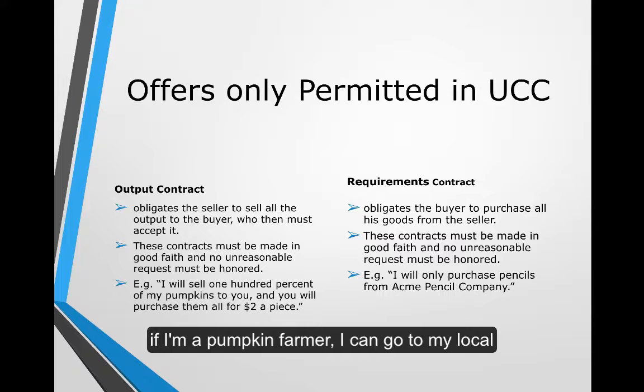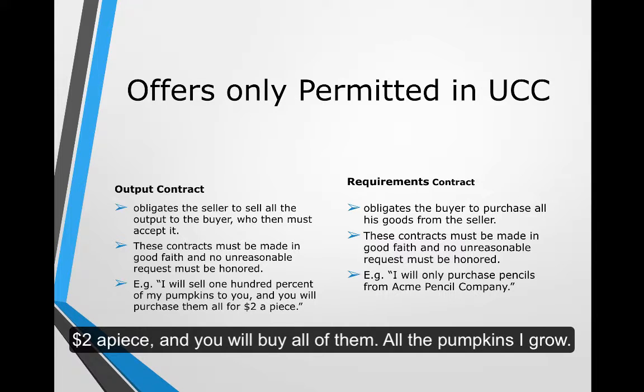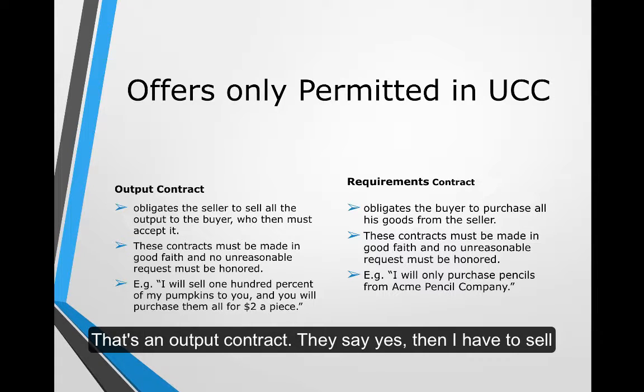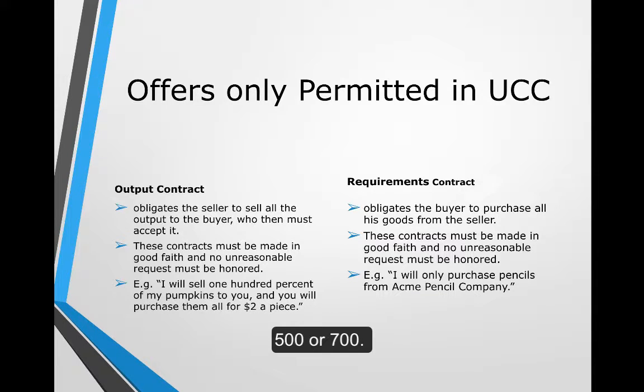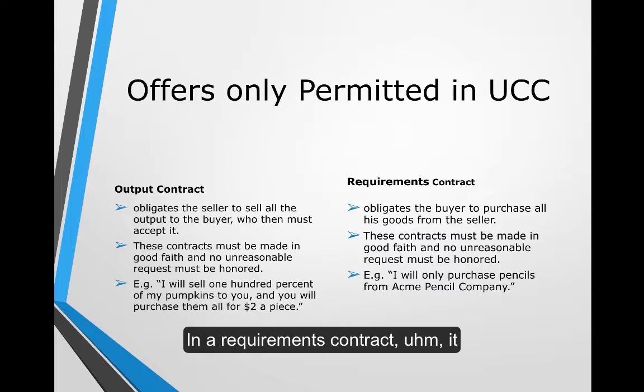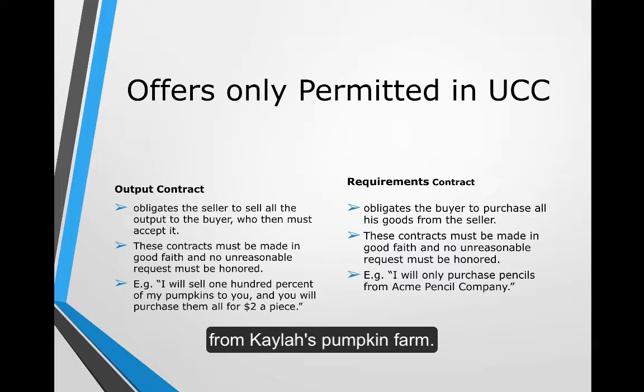If I am a pumpkin farmer, I can go to my local grocery store and say, I will sell you all my pumpkins for $2 a piece, and you will buy all of them, all the pumpkins I grow. That's an output contract. If they say yes, then I have to sell them all my pumpkins, and they have to buy all of them, if there's 500 or 700. In a requirements contract, it would be the grocery store saying, I will only buy pumpkins from Kayla's Pumpkin Farm.